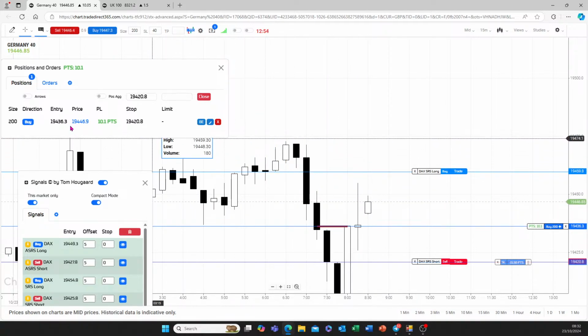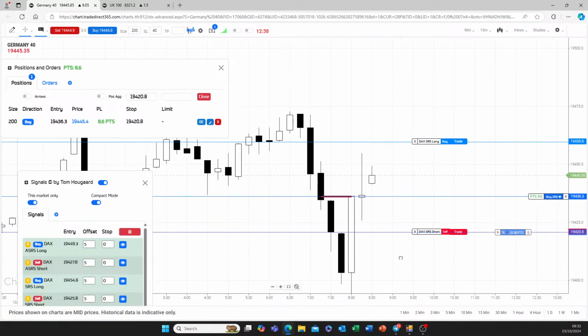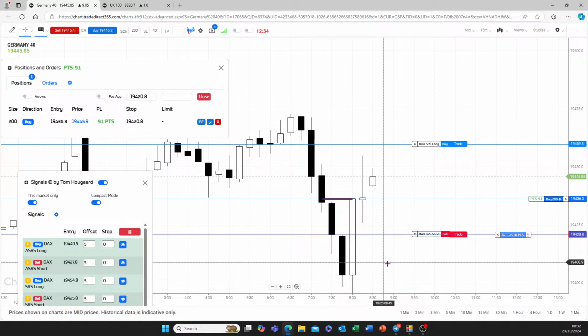So my entry is 36. Currently it's trading at 46. There's the amount of profits, there's the stake size, and there's the current stop loss. So I'm currently risking 14 points. I'd like to move that up, but I don't think I have enough of a buffer. I guess I could just put the stop loss to break even.